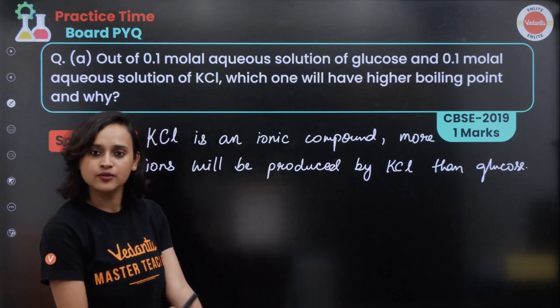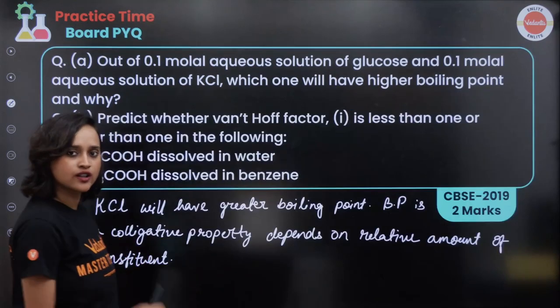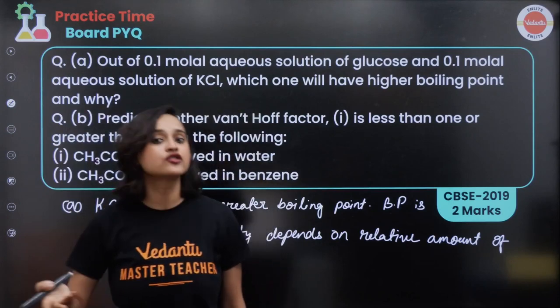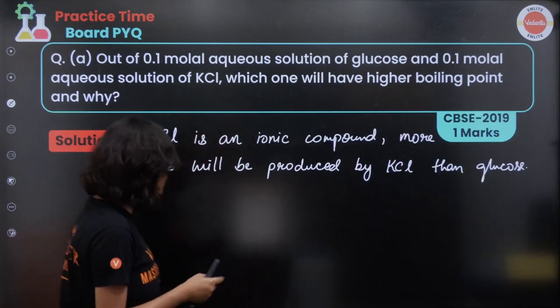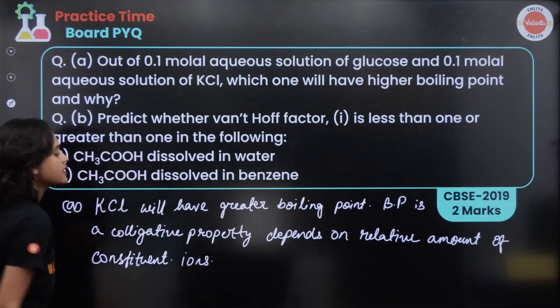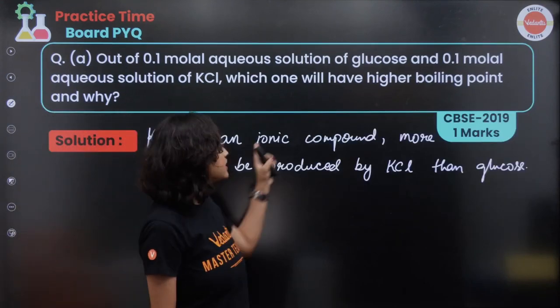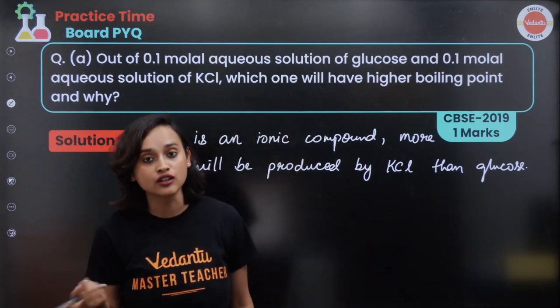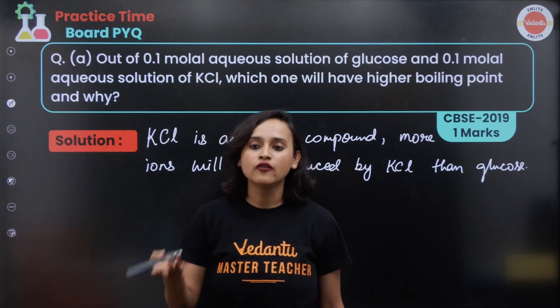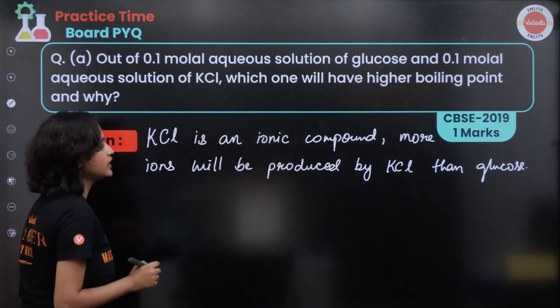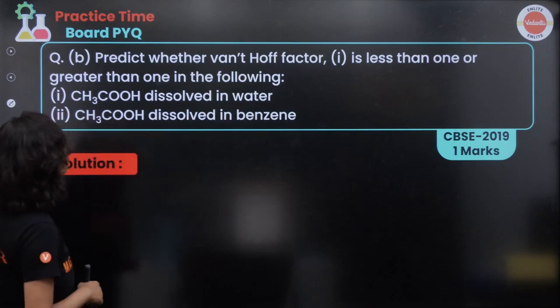So, do we understand this? You know that, right? Boiling point is a colligative property that depends upon the amount of constituent ions. So, more ions will be produced by... Actually, let's write it down here. Constituent ions. KCl is an ionic compound and more ions will be produced by KCl than glucose. Hence, KCl will have higher boiling point. That we have already written down.